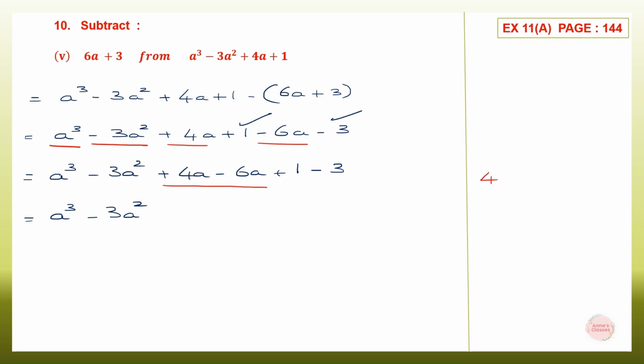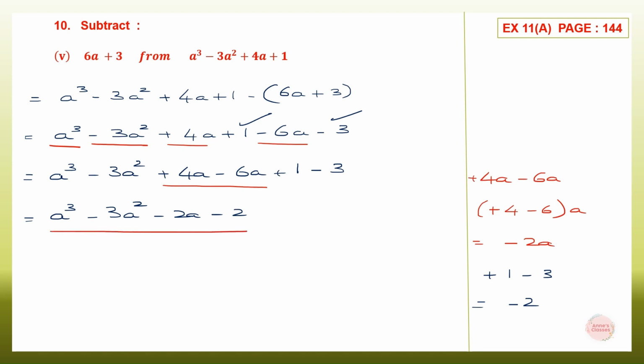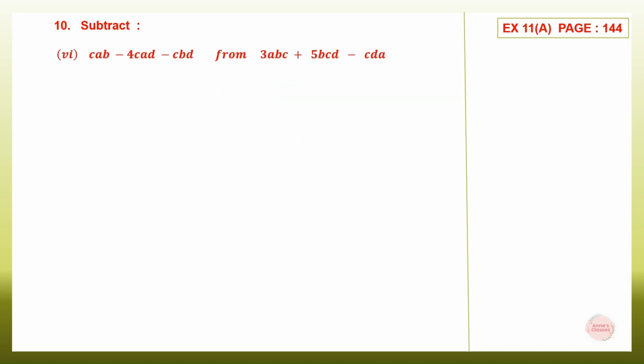Now let's work on this. So that is 4a minus 6a. So this is plus. Let's take only the numbers, plus 4 minus 6. When signs are different, put the sign of the bigger number and subtract. 6 minus 4 is 2. So that's minus 2a. Then we have the numbers plus 1 minus 3. Signs are different, sign of the bigger number and subtract. 3 minus 1 is 2. So that's minus 2. So we have a final answer: a cube minus 3a square minus 2a minus 2.